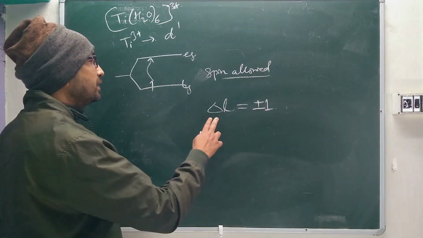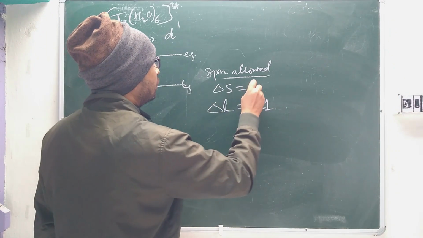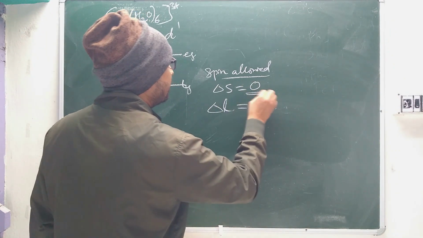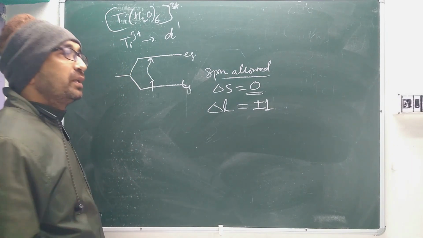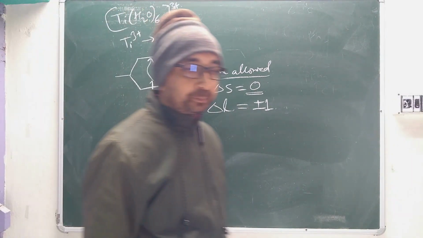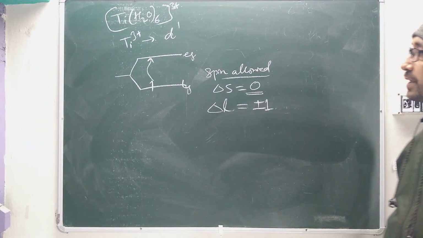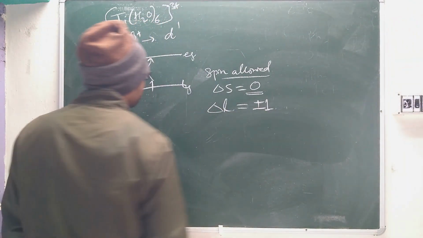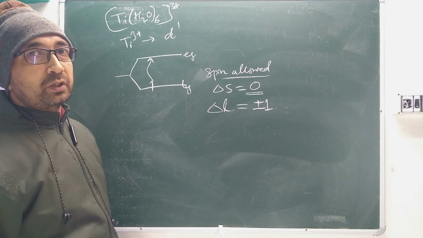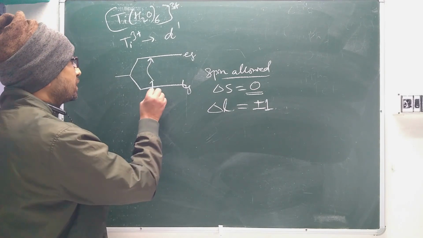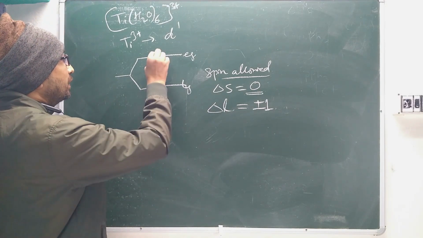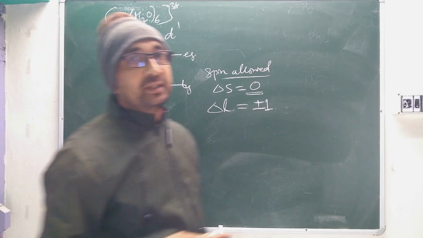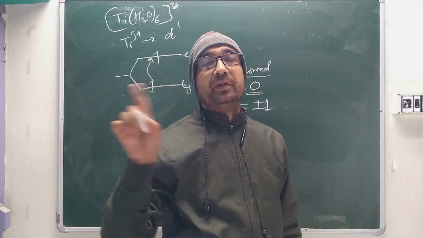Correct. But here delta S equals 0, right? If delta S equals 0, then it will be spin allowed, correct? If delta S is not equal to 0, then it won't be spin allowed. So how to check whether delta S is 0 or not? See, here also it is plus half. If it is going up, it will sit like this. So plus half minus plus half will be 0, right?